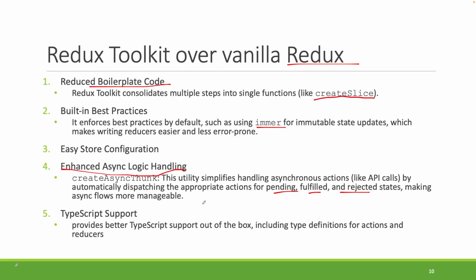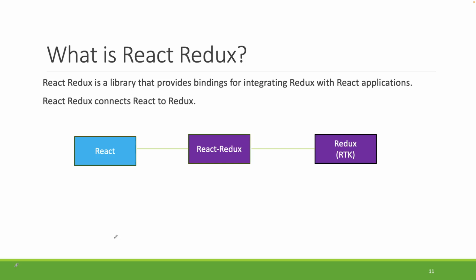Previously, you have to do it by yourself, okay? And also you have to include the Redux Thunk dependency by yourself if we want to have async actions, okay? TypeScript support, have a better TypeScript support out of the box, like type definitions for actions and reducers, okay? We will see later.